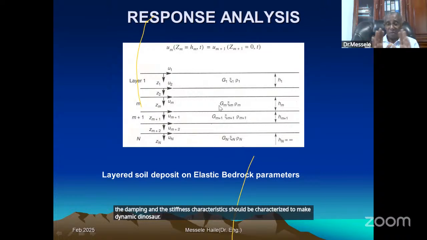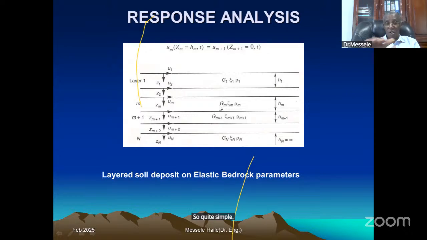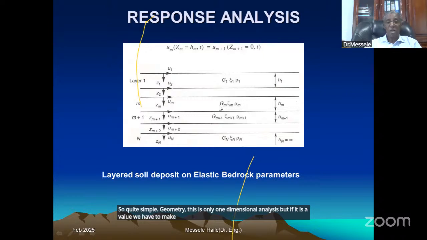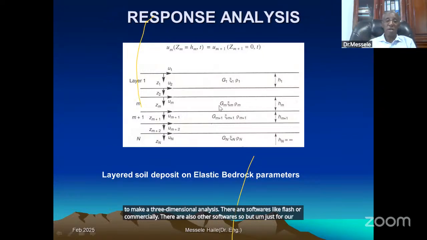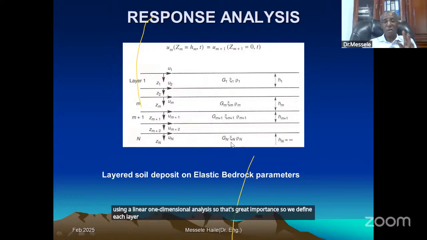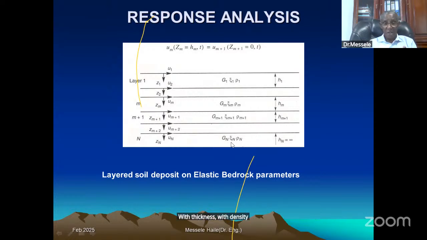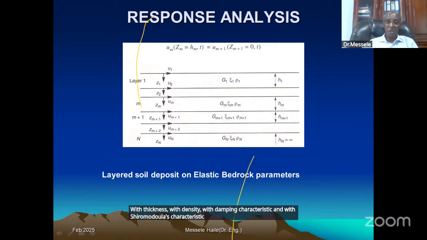So quite simple. Geometry, this is only one-dimensional analysis, but if it is a valley, we have to make a two-dimensional analysis. If it is a basin, we have to make a three-dimensional analysis. There are softwares like Flash, or commercially there are also other softwares. But just for our case, I'm using a linear, one-dimensional analysis. So we define each layer with thickness, with density, with damping characteristic, and with shear modulus characteristic. Then we can make the analysis easily.